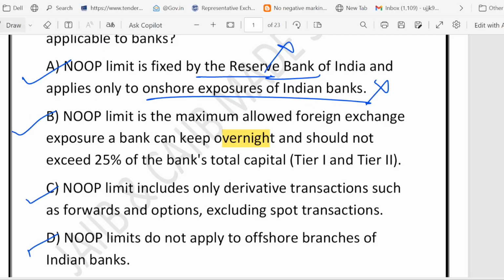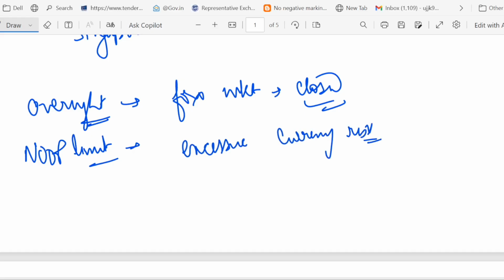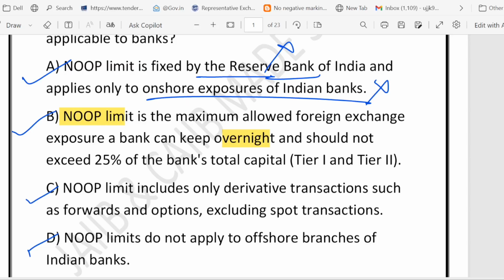Then you will see the words NOOP limits. What does it mean? It ensures that banks don't take excessive currency risk. So that's why this NOOP limit is there, to ensure that banks do not carry excessive currency risk, because currency value can fluctuate when the market reopens. When the market reopens, currency value will fluctuate continuously. And one more point they have written, the limit cannot exceed 25% of the bank's total capital. Yes, this is also correct. It's like a safety limit to make sure that the bank doesn't bet too heavily on currency movement overnight.